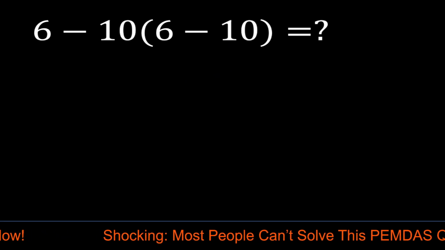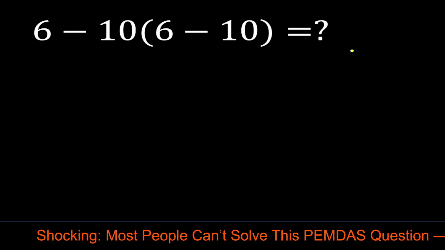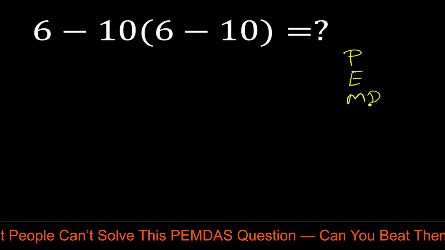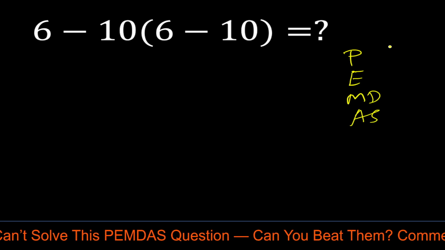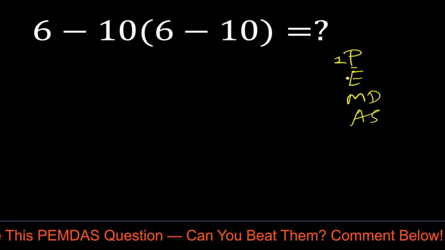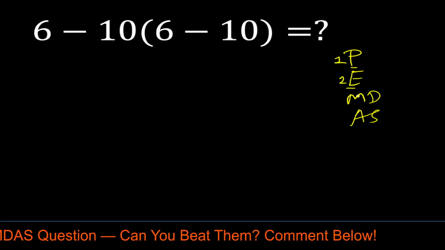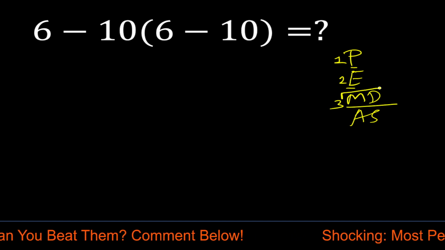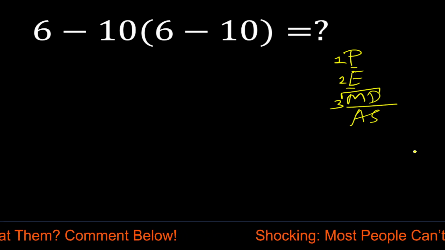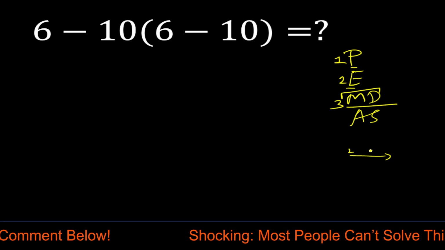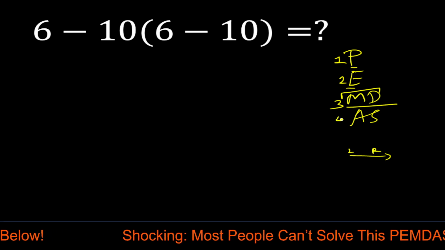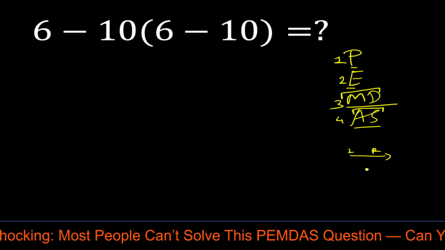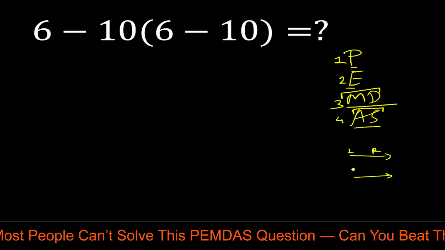So now let's solve this problem correctly by using the PEMDAS rule, right? So PEMDAS: P, E, M, D, A, S. According to the PEMDAS rule, first priority is parentheses, then second priority is exponents, then third priority is multiplication and division. Here multiplication and division both have equal priority, so we have to solve it from left to right. Then fourth and last priority is addition and subtraction. Also addition and subtraction both have equal priority, so we have to solve it from left to right.